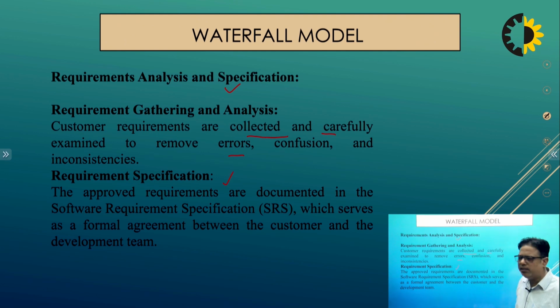Requirement specifications. SRS is the most important document in the software development life cycle, in any software development model. The approved requirements are documented in the SRS document, which serves as a formal agreement and legal document between the customers and the development team.